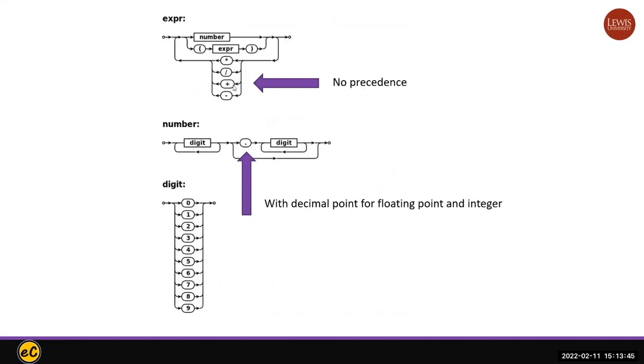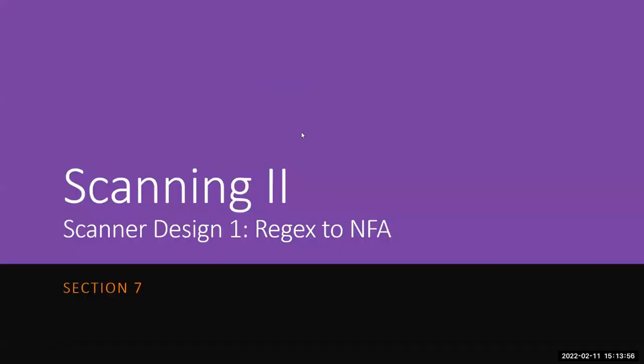Okay, so for times and division and multiply, there is no preference, so they will be flattened. In this way, expression, number, and digit, this one is the flattened format. Okay. Scanner number 2, scanner design.